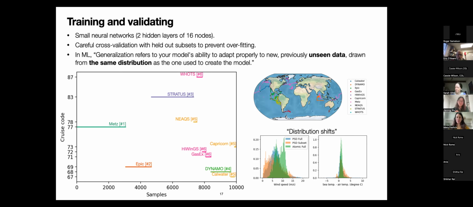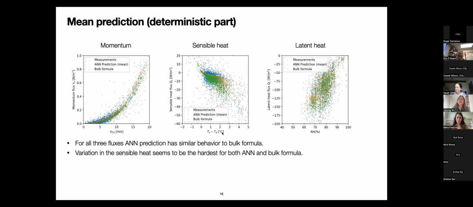Roger? Thanks for the nice talk, Jiarong. I had just a couple of very simple questions. The first one is with the neural network, what is actually the functional form? Do you have a table at different wind speeds, discrete points, and then you interpolate between them? I know how the bulk formula works, but I don't know how this works.